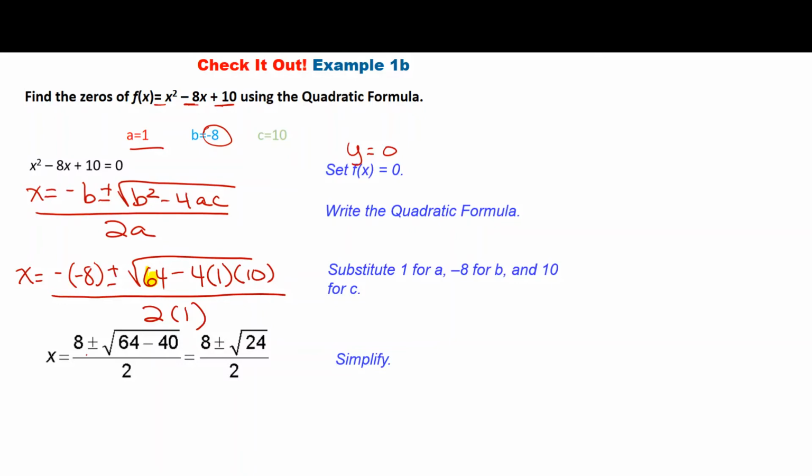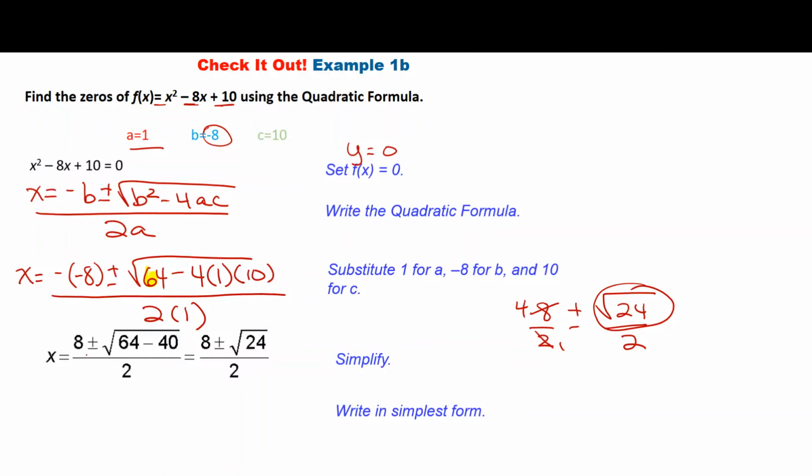So that's going to be 8 plus or minus the square root of 24 over 2. And now we have to write that in simplest form. So let's take a look at that real quick. It's actually going to be 8 over 2 plus or minus the square root of 24 over 2. All right, and so 2 goes into 2 one time, 2 goes into 8 4 times. Let's look at the square root of 24. That I know is the square root of 4 times 6.